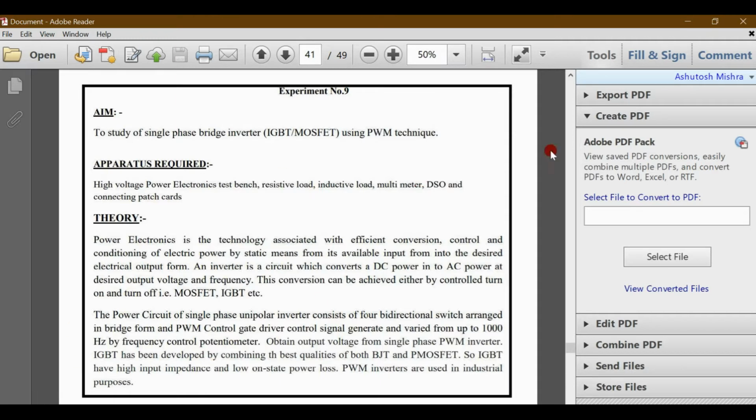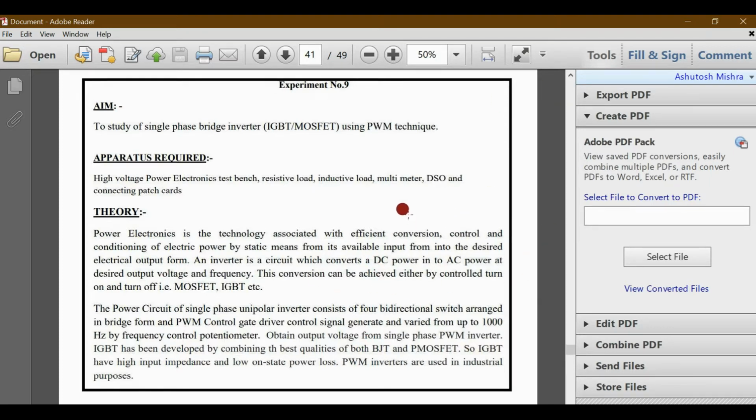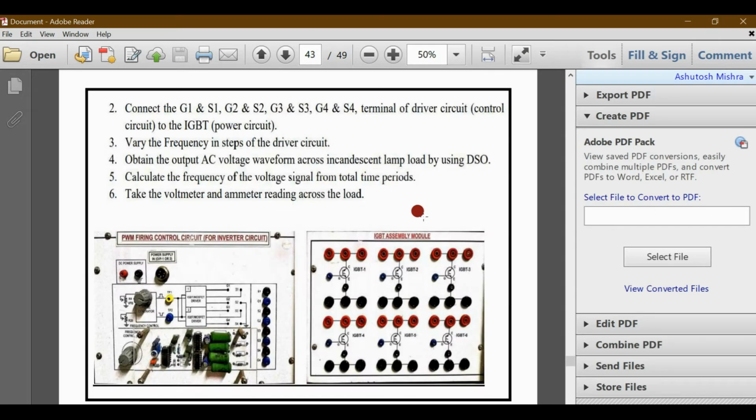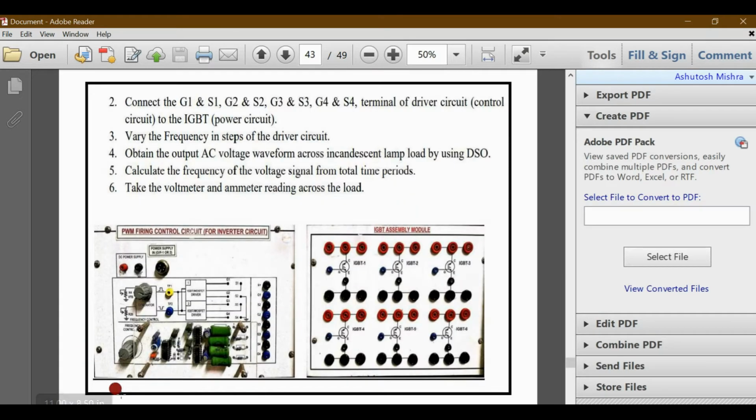In experiment number 9, you will see: to study the single phase bridge inverter by using IGBT or MOSFET. You can construct the circuit using PWM technique. Guys, in the power electronics lab there is a hardware kit. You will see this is the hardware kit, shown over here. These are the modules, but we will simulate this experiment in PSIM.